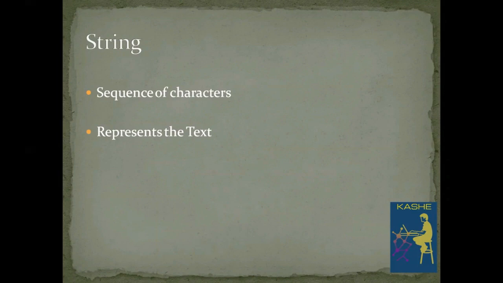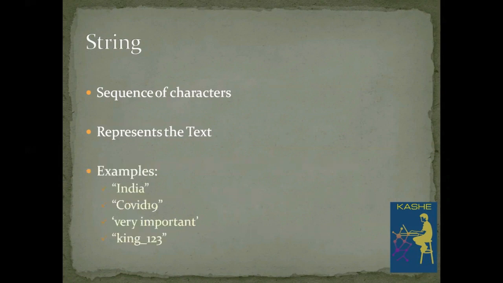String is nothing but a series of characters to represent a text in the programming language. Now I am giving various examples here. In those examples, I have given uppercase letters, lowercase letters, numbers, space, as well as a special character underscore. So all these are allowed in strings.